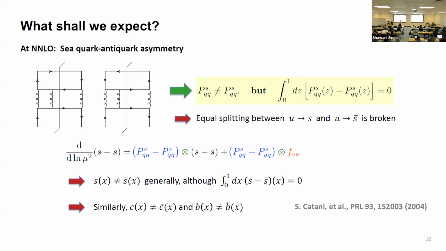And this fact was first realized by Catani et al. in this paper in 2004. And the interesting thing is they were not the group of authors actually doing the calculations for the next-to-leading order kernels. But after the next-to-leading order kernels were published, they noticed that these two kernels are different, and that then led them to make this conclusion. And this is something highly non-trivial.